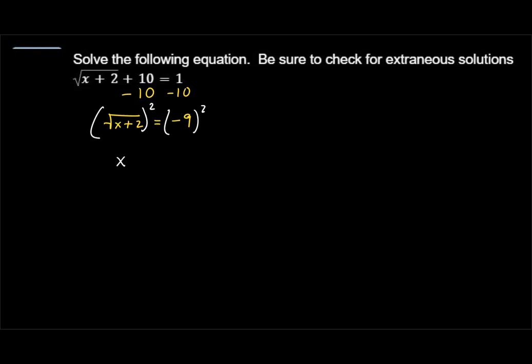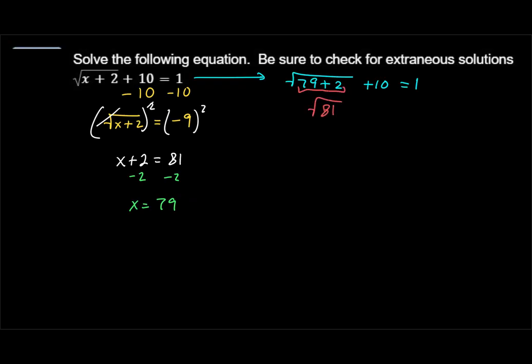In doing so, we'll have x plus 2, because the square root and the squaring will cancel, equals negative 9 squared, which is positive 81. Then we just have to finish solving by subtracting 2 on both sides, giving us x equals 79. However, if we go back and check this, plugging our 79 into the equation, we have the square root of 79 plus 2, plus 10 on the outside, equals 1. Well, 79 plus 2 is 81. The square root of 81 is 9.